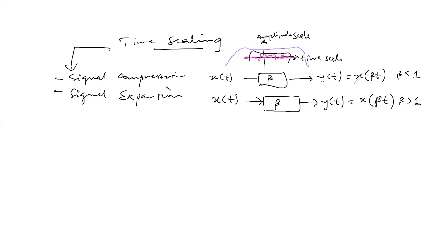Now, we take an example. Let us assume that beta is the same as 1/2. This is less than 1, so it means that we are going to be dividing our time scale by 2. So for compression, we're going to be having S of t going into a system for which beta is the same.